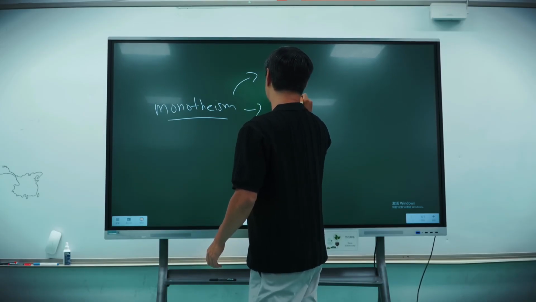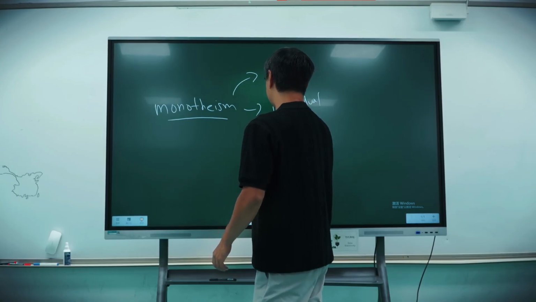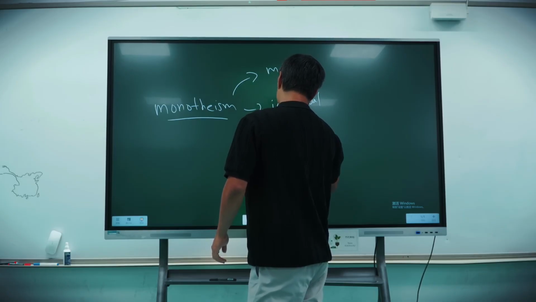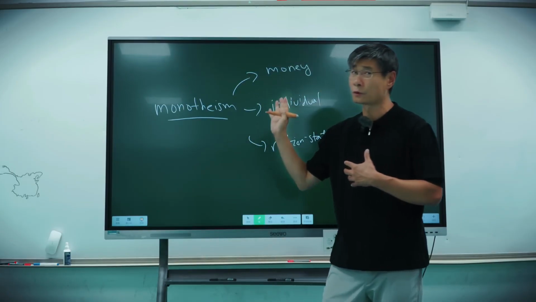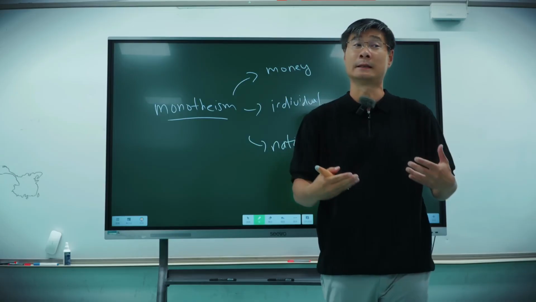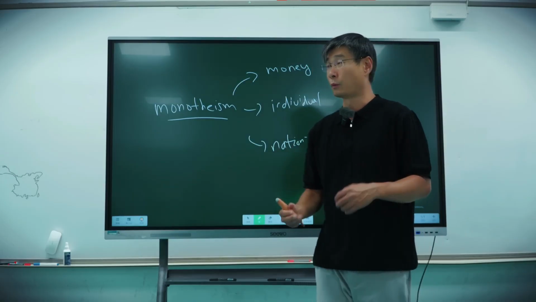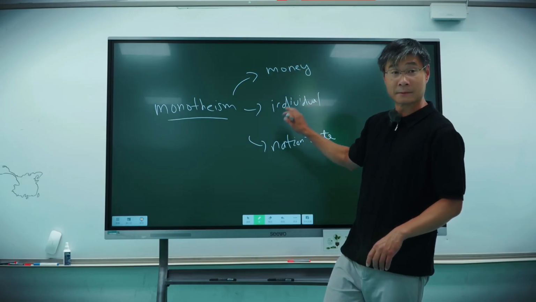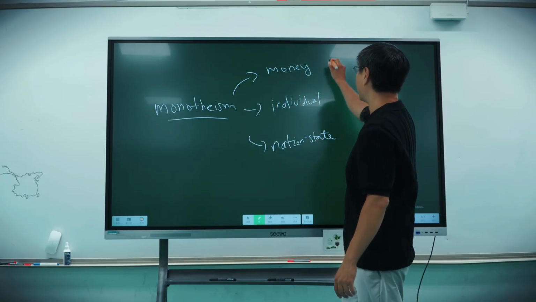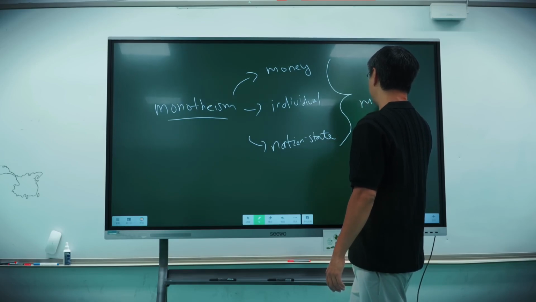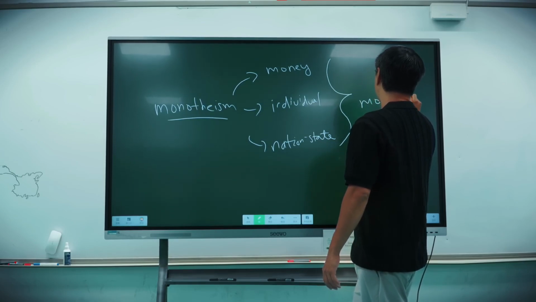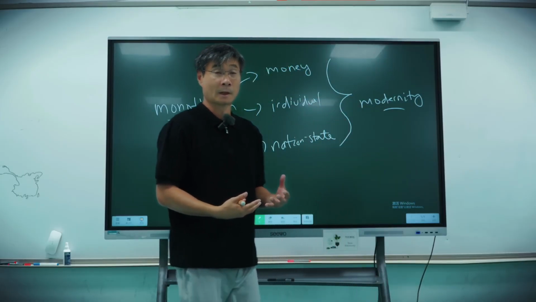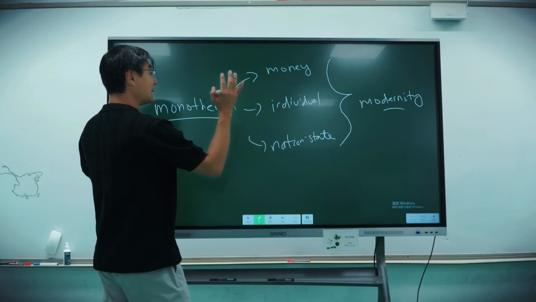individual, and the nation state. It's important to note that these ideas have always existed in human history, but with monotheism, these ideas became the dominant paradigms. And together, they will give us modernity and create the world that we live in today. Okay, so that's what we discussed last class.